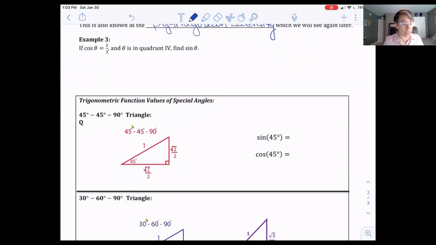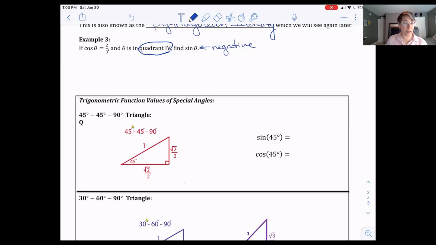If we have cosine of theta equals 2/3 and theta is in quadrant 4, so it being in quadrant 4 tells me that the value of sine of theta is going to be negative. So we need to find the value of sine of theta. One of the things I want you guys to realize is right now they're not asking us to find theta. They're not asking us to find the angle. They just want to know that function value, the sine value of that same angle.